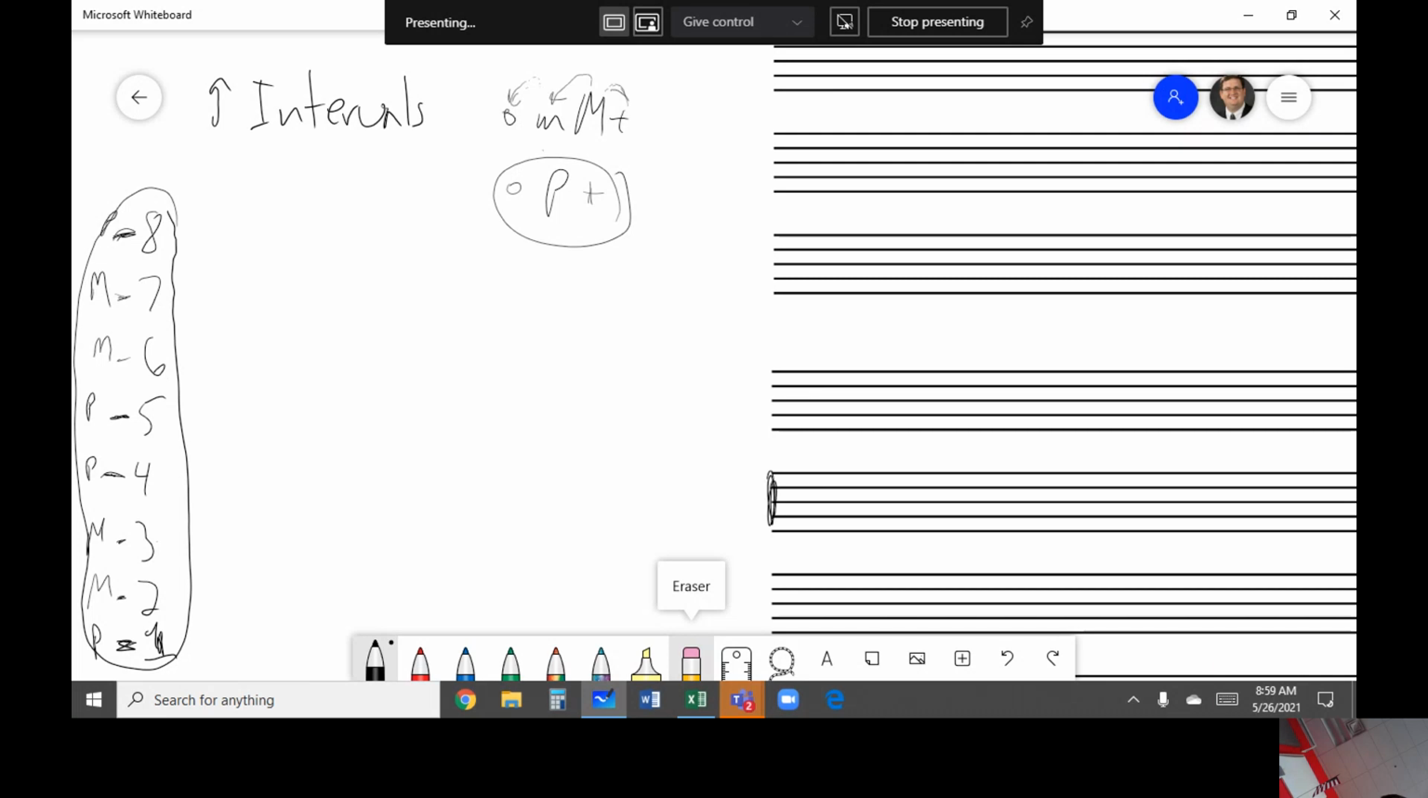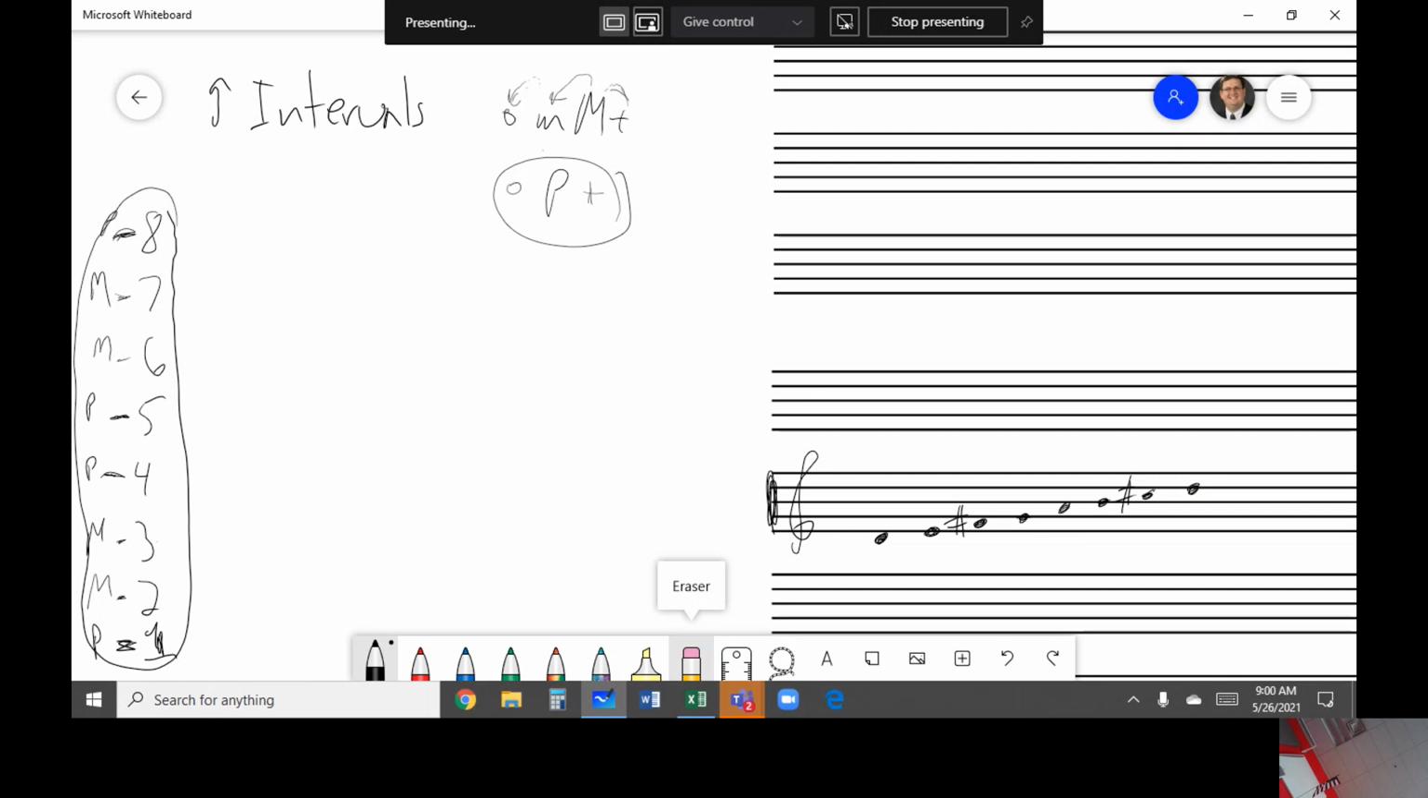Let's take down here your D major scale. Do it on your own, please. Push pause if you need to. Your D major scale, D natural, has two sharps in it, F sharp and C sharp.